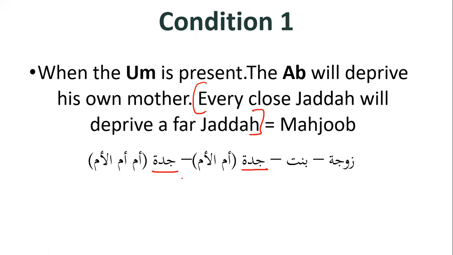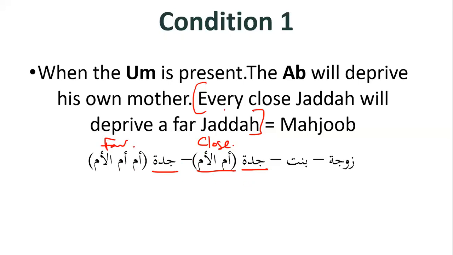If they were of the same level, we would draw one line underneath both of them. Similar to how when there are multiple banat or multiple zawjat, multiple abna, we draw one line under all of them and we assign one fraction for all of them. So if these two Jaddahs over here were to have been from the same level, from the same generation, then you would have drawn one line and you would have assigned them both a share, either mahjub or a share. However, over here, they are of different generations. This is Ummul Um and this is Ummul Ab. So over here, we can see that this is a close Jaddah and this is a far Jaddah.